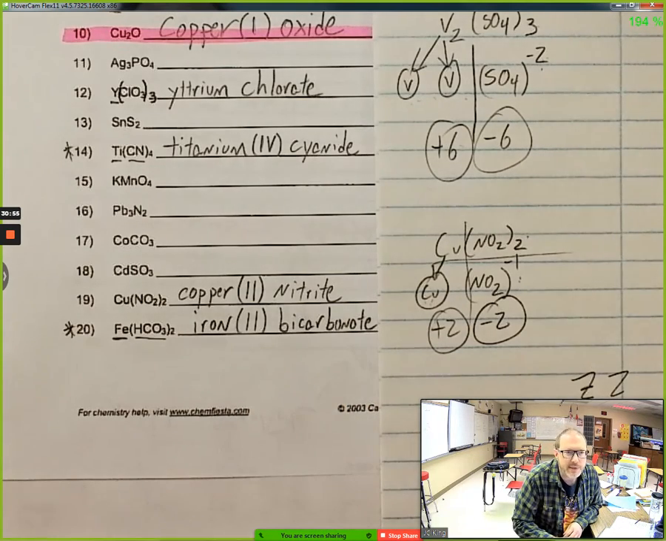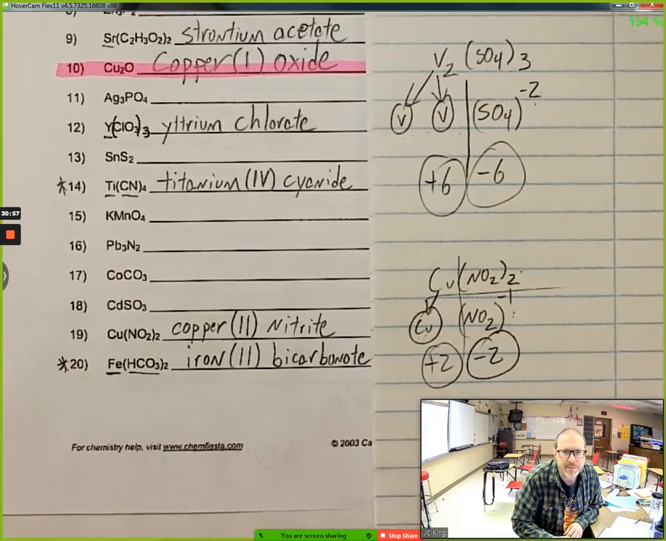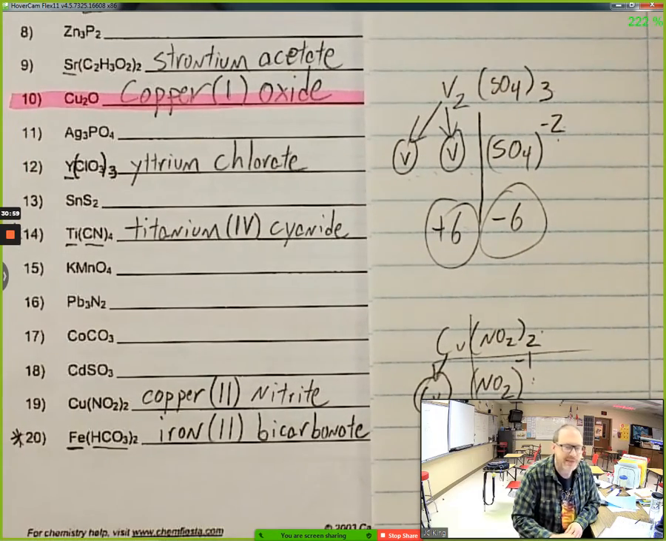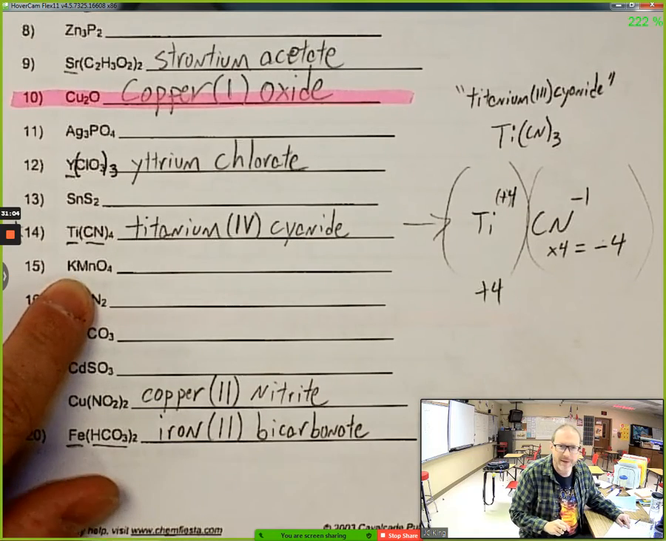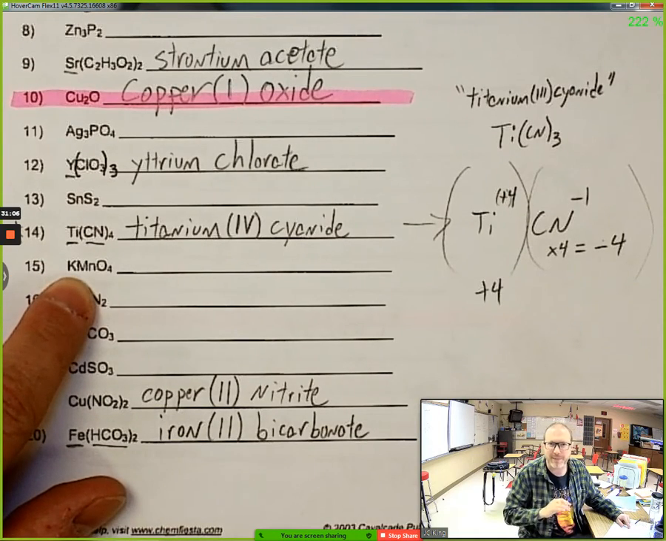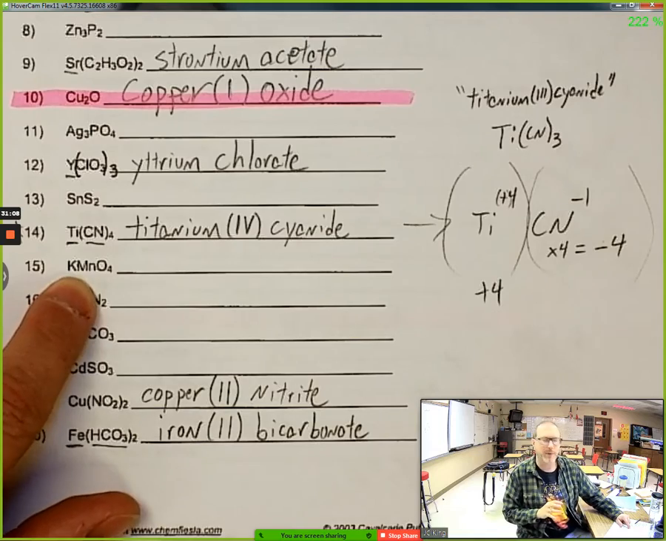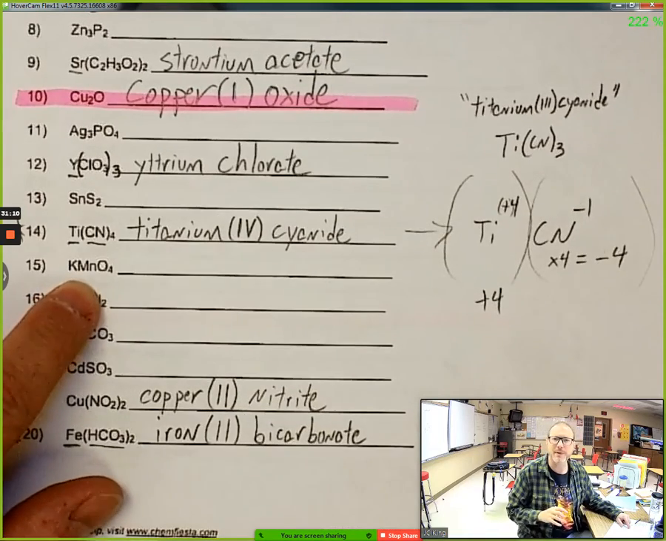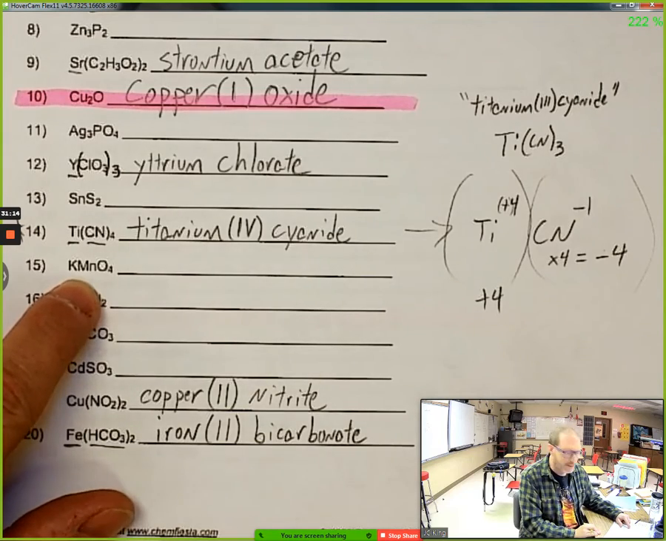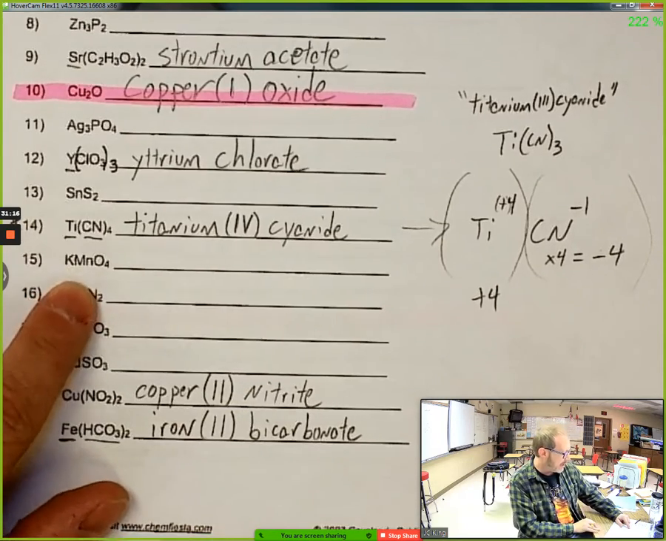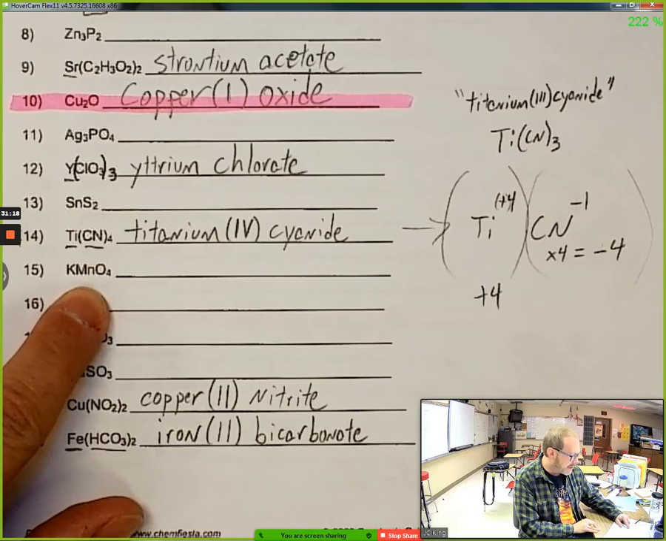All right, let's look at number 15, because I can see where you could get confused on this. This is one of my favorite compounds of all time, by the way, because it's really just this gorgeous purple crystal. It makes this really cool dark purple solution. When you dissolve it in water, it looks like grape juice that would kill you. But let's take a look at this.